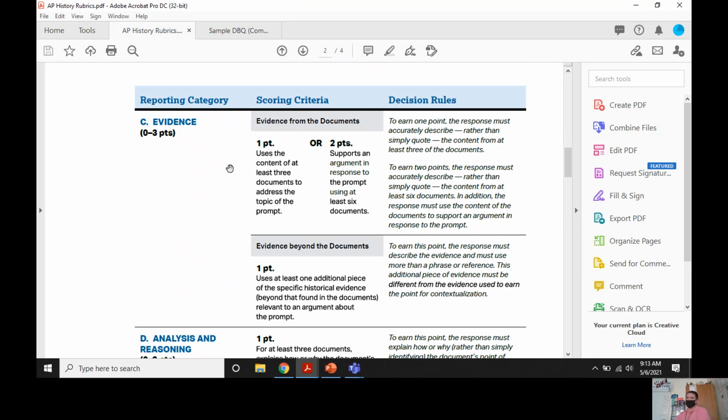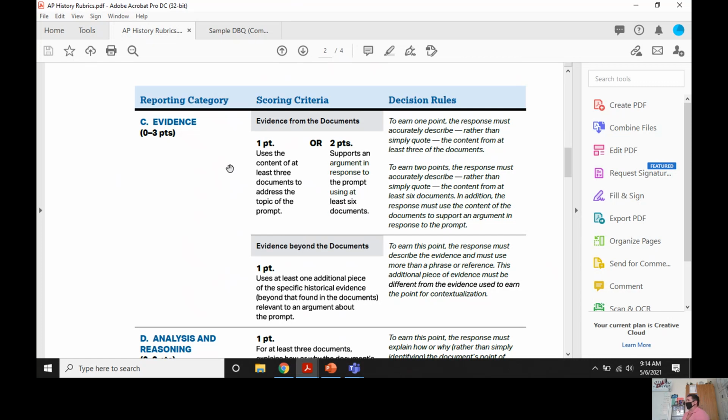If you want to go for the 2 points in this category, you have to use at least 6 of the documents. And you've got to be very purposeful in how you use them. They do need to really, really connect to what your driving argument is. Now, here's the deal. A lot of people get freaked out. How am I going to use all 6 of these documents? I mean, there's 7. There's 1 you can leave off. You can use all 7, but you only have to use 6.